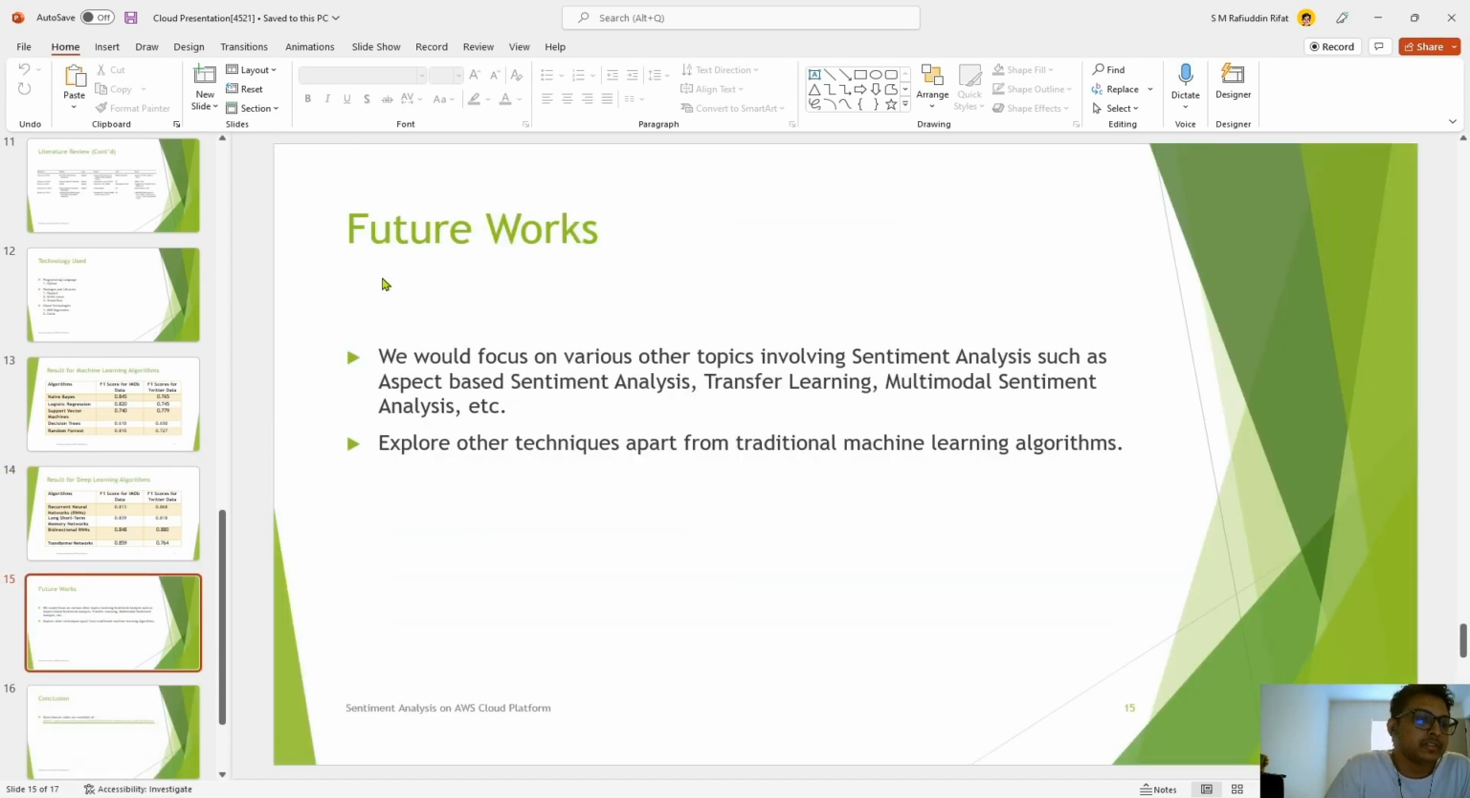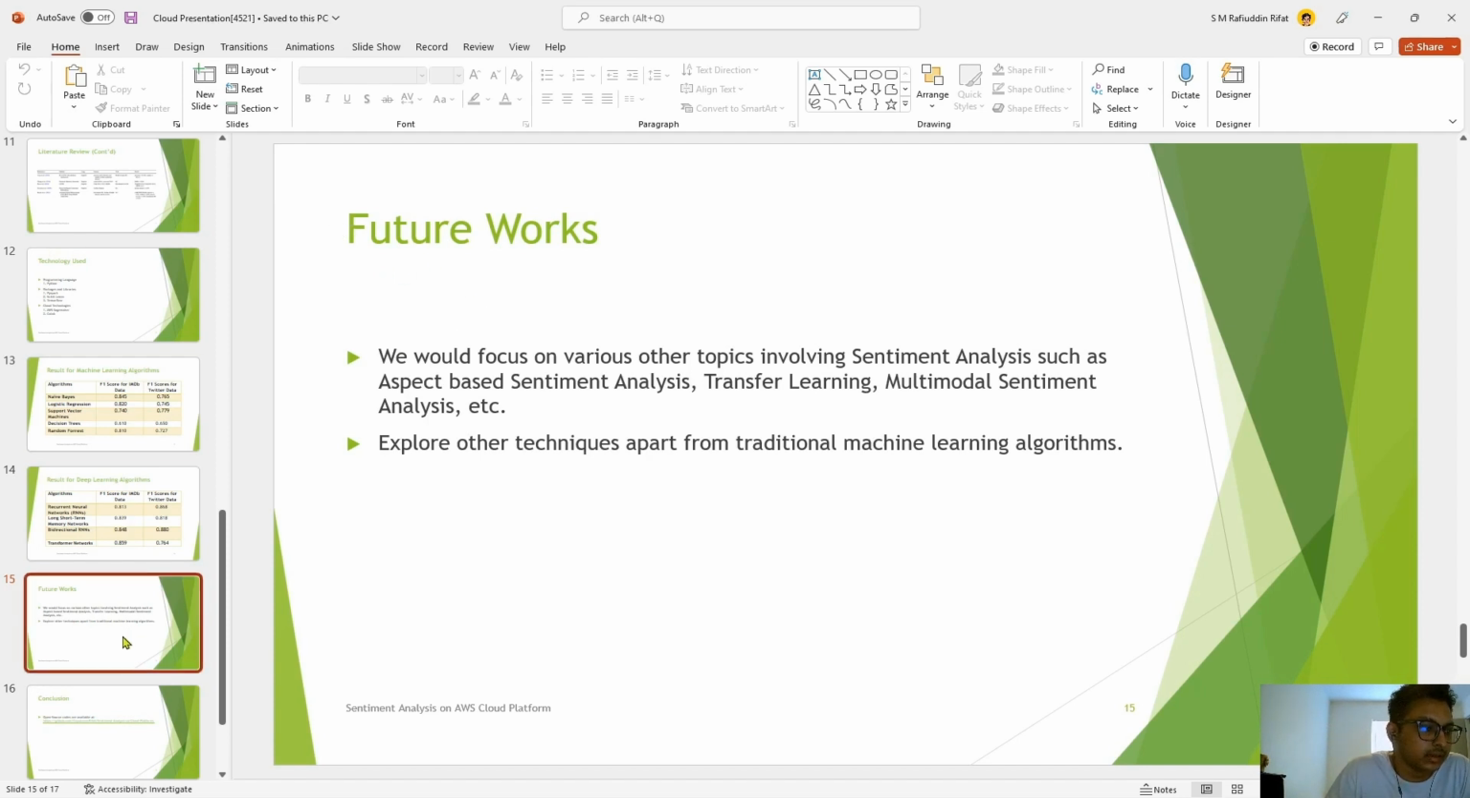Our future work involves focusing on various other subtopics of sentiment analysis, for example aspect-based sentiment analysis, using transfer learning for sentiment analysis to apply it to other tasks like named entity recognition in natural language processing, multimodal sentiment analysis, etc. And we would also explore other techniques apart from the traditional machine learning models. For example, we would apply some novel ideas associated with sentiment analysis.